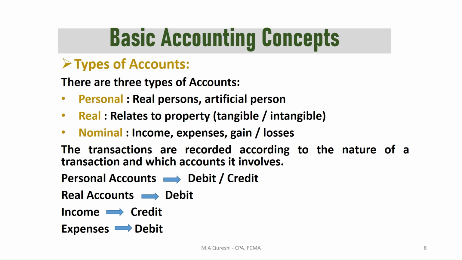And in accounting, there are three types of accounts in which you record the transaction. One is called the personal. It represents the real person, like Mr. Ahmed, Mr. John, something else. Or maybe an artificial person. What is an artificial person? It may be a company or corporation in which you are doing the business.